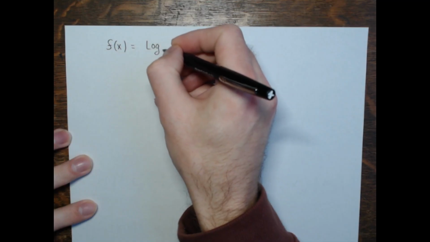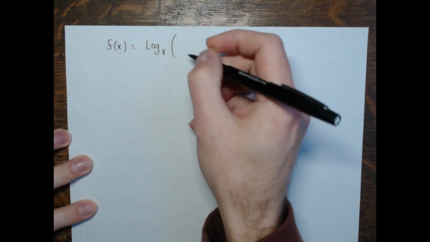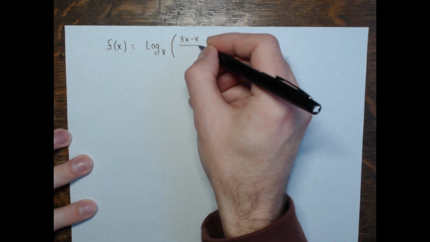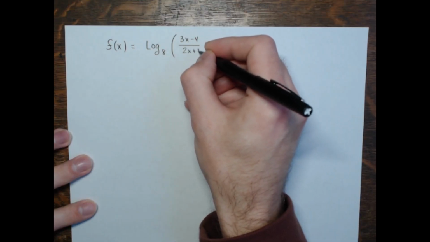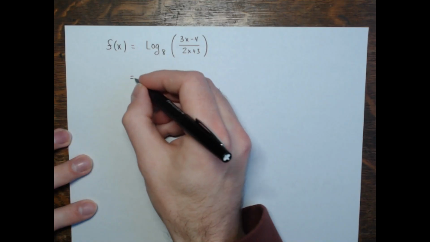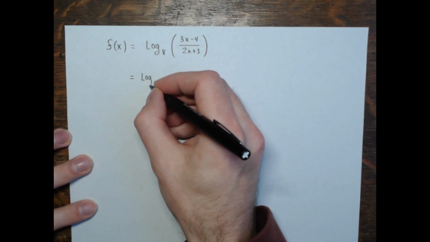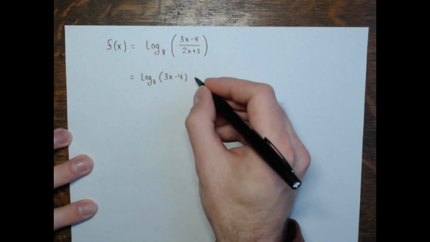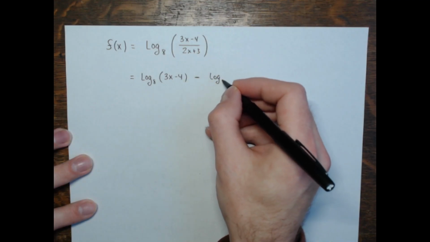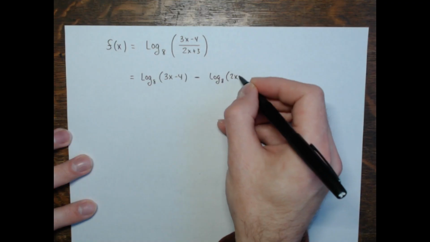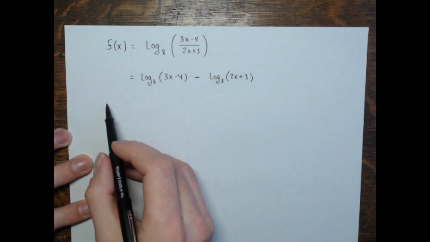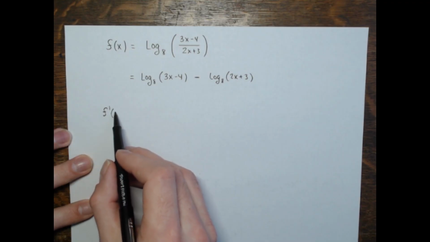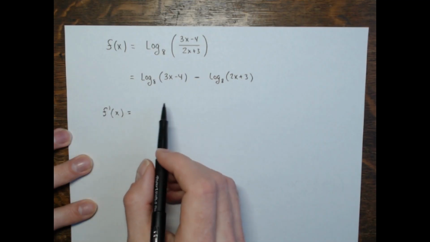We've got log base 8 of 3x minus 4 divided by 2x plus 3. And look, I'm using properties of logs. This would be the log base 8 of 3x minus 4 minus the log base 8 of 2x plus 3. And we're asked to find the derivative at x equals 4. So let's find the derivative first.